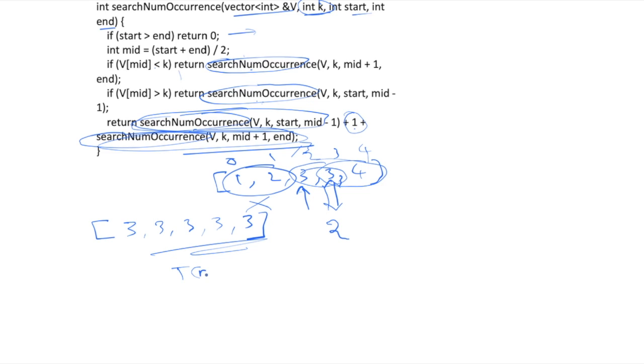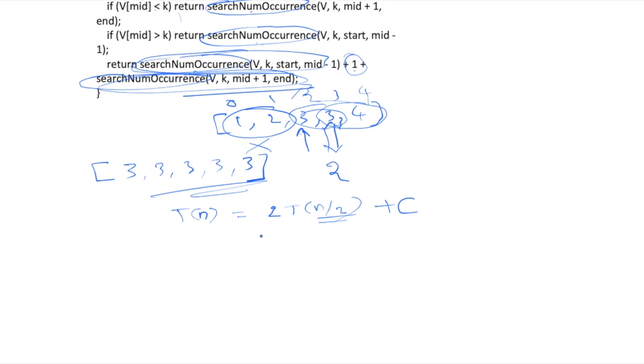So we can say T of n equals 2 times T of n by 2, because two times we are making recursive calls, and each time on each half. So that's why n by 2 here, plus some constant time for the other statements. How do we solve the recurrence? We can solve this in two ways: one is substitution, and the other is the master's theorem. We can simply use the substitution method for this.